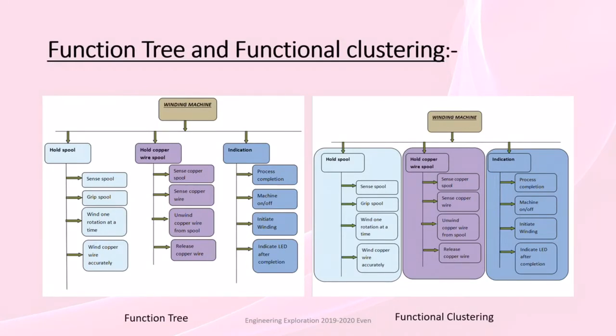Functions of hold copper wire spool are: it senses the copper wire spool, it senses the copper wire, it unwinds copper wire from the spool, it releases copper wire. Functions of indications are: process completion, machine on and off, initiate winding, indicate LED after completion.